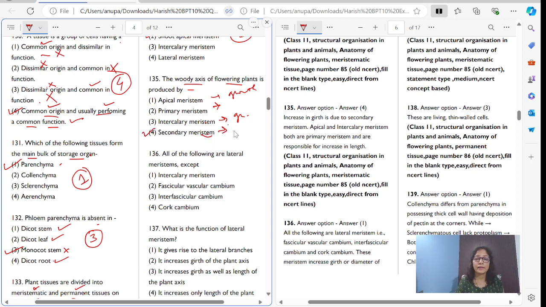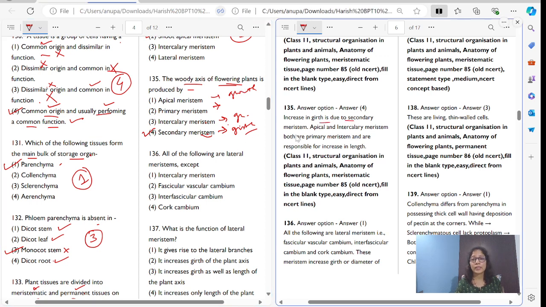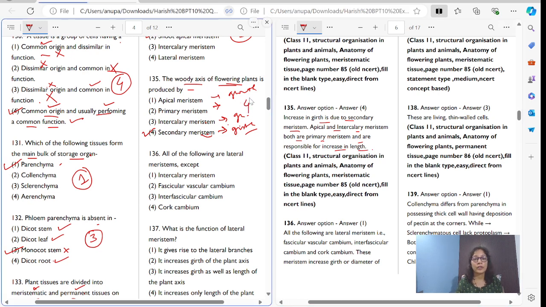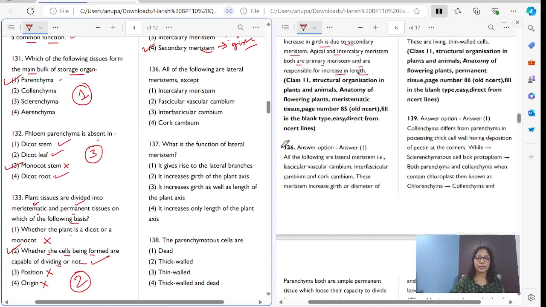Secondary meristem helps to increase the girth or thickness of the plant, and hence they form the woody axis of flowering plant. Increase in girth is due to the secondary meristem. Apical and intercalary meristem both are primary meristem and they are responsible for increase in length. Hence, the answer for this question will be option number 4, secondary meristem. They increase the girth of the plant and ultimately form the woody axis of flowering plants. Now let's move to question number 136.